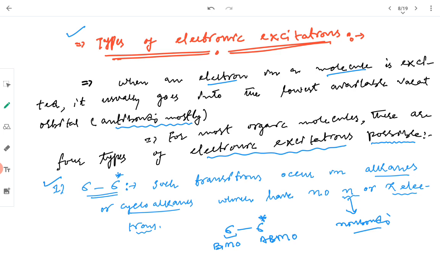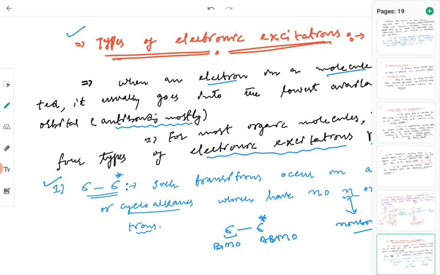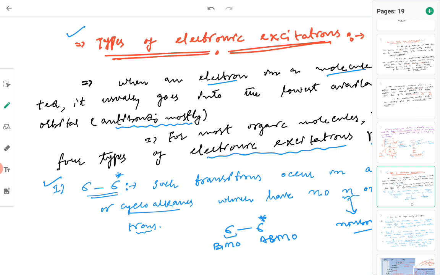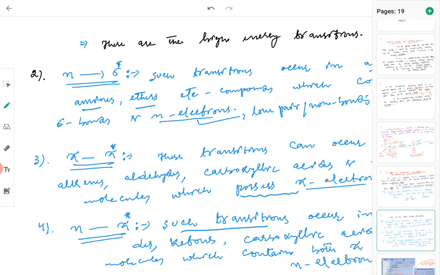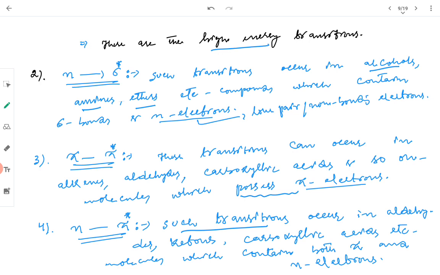for these transitions, sigma to sigma star, the energy gap between these two orbitals is the maximum out of these electronic excitations, and as a result these are high energy excitations and they require electromagnetic radiation of the highest energy among these four electronic excitations. So they are the high energy electronic excitations. Second type of electronic excitation is the n to sigma star.